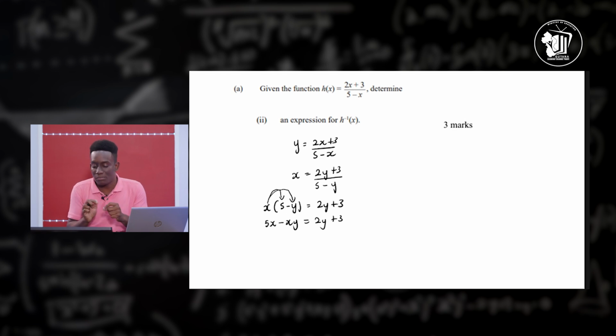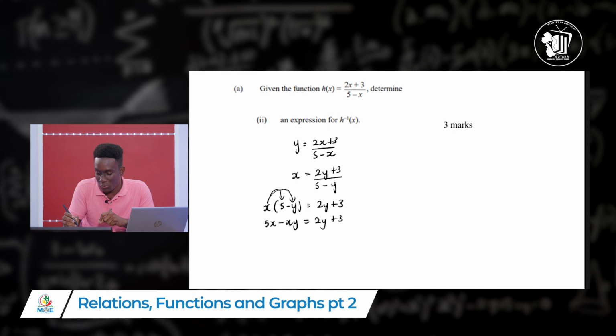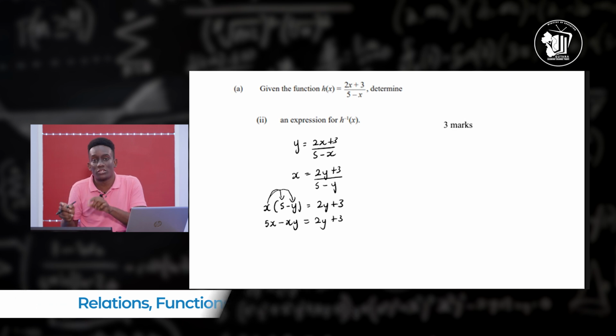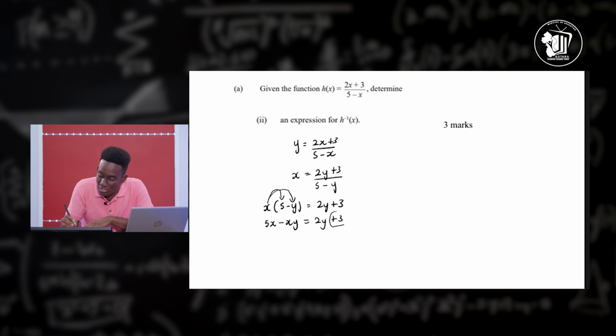Remember, the aim is to make y the subject of the formula. But here we can see we have 2 sets of y. So this is what we'll do. We'll put all the terms with y on one side of the equation and all the other terms on the other side. So I'll have 5x, and I'm going to take over this plus 3 to become minus 3, is equal to 2y. When I take over this minus xy, this will become plus xy.